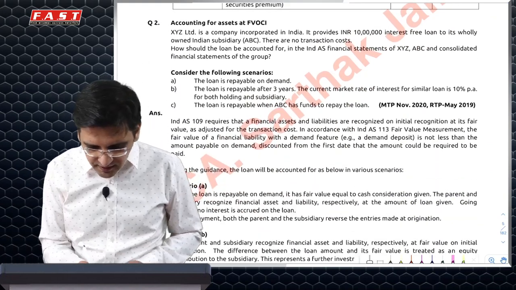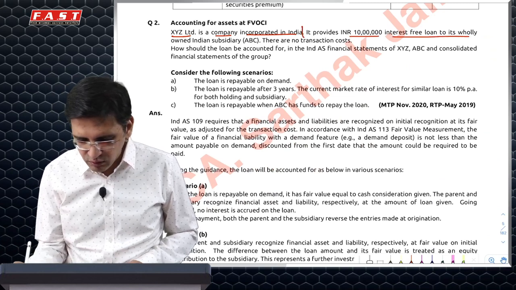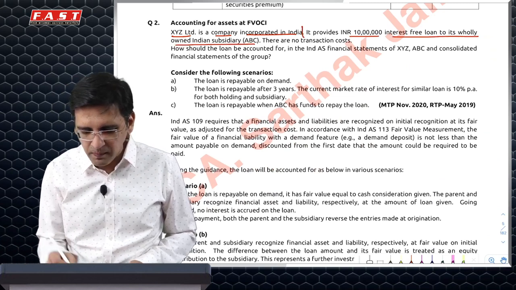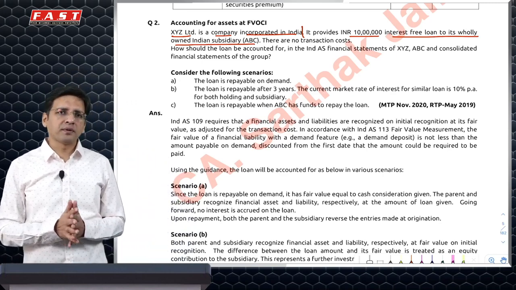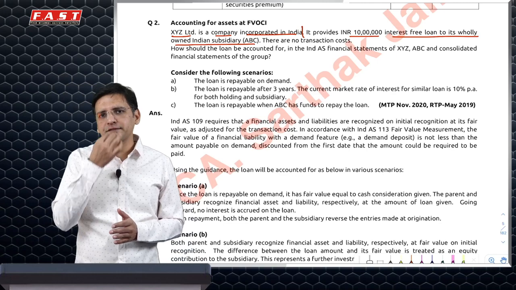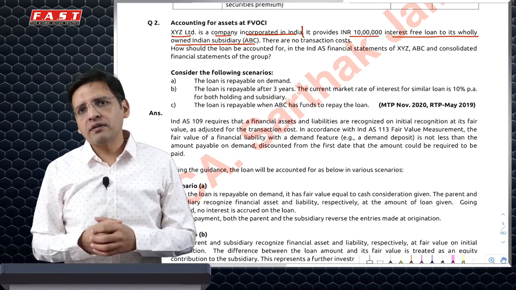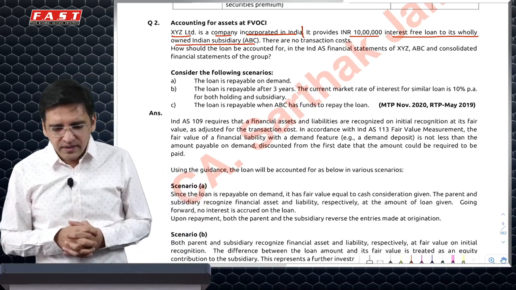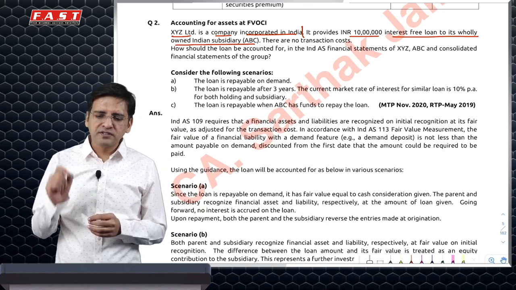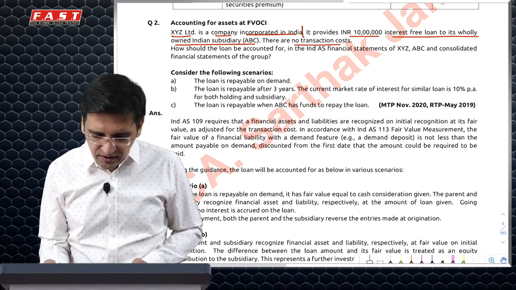Next, XYZ Limited is a company incorporated in India. It provides a 10 lakh interest-free loan to its wholly owned subsidiary ABC. Now, these are of late very common questions between group companies, wherein the parent provides interest-free or concessional interest rate loans to a subsidiary. In July 21 also, there was a similar question with respect to employees. In this case, I have given a 10 lakh rupees interest-free loan to a wholly owned subsidiary, and there are no transaction costs.